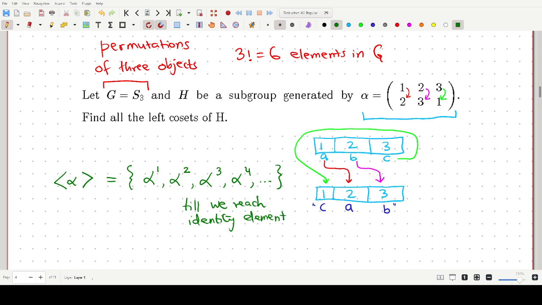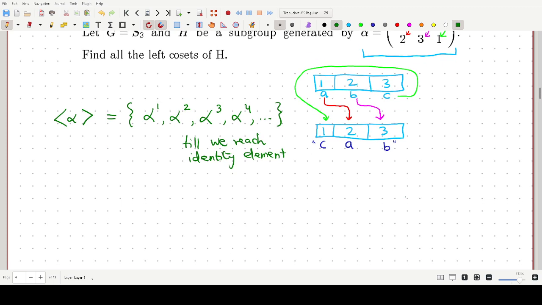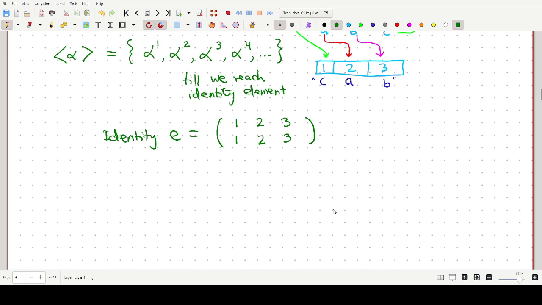Now, this identity element is defined as follows. Let us say that the identity element is E. So the identity element E is going to be the permutation in which 1 remains in the first position, the second position remains at the second position, and the third position remains at the third position. Now let us calculate all the combinations alpha to the power 2, alpha to the power 3, alpha to the power 4, till we reach the identity element and we stop at that position.